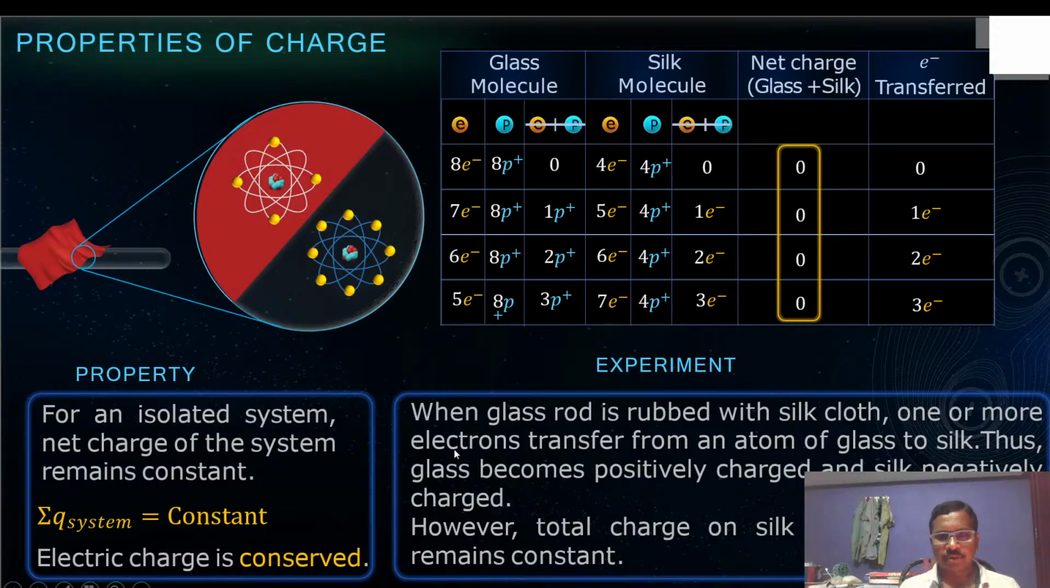Now here we have to notice that when a glass rod is rubbed with a silk cloth, one or more electrons transfer from the atoms of the glass to the silk. Thus, glass becomes positively charged and silk negatively charged. I hope it gives a clear idea of what I explained here. So that is the transfer of the charges.